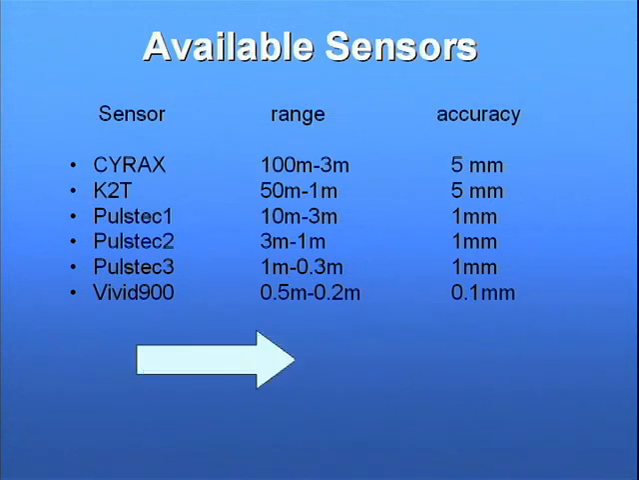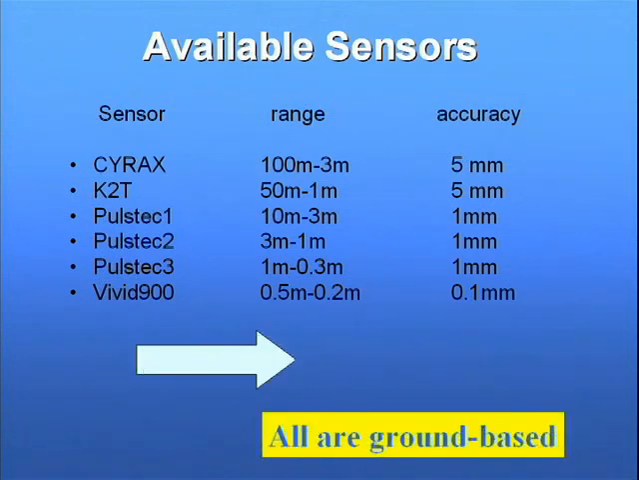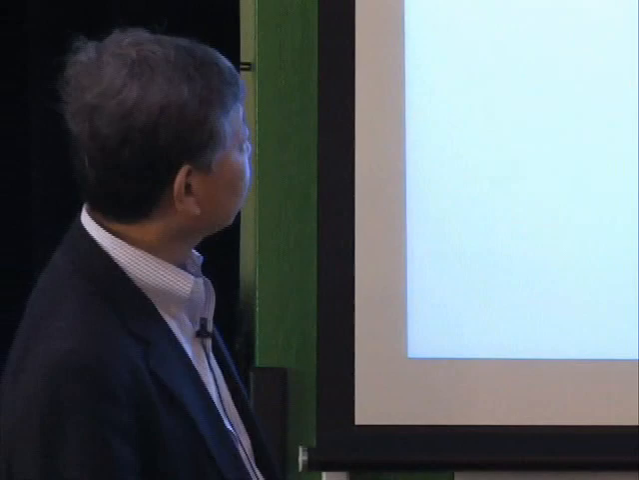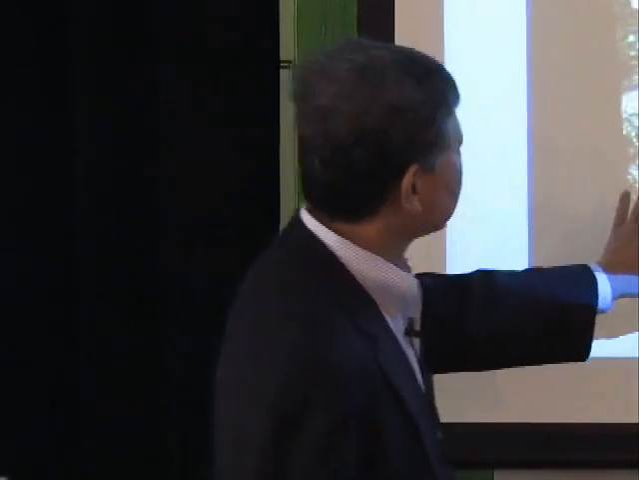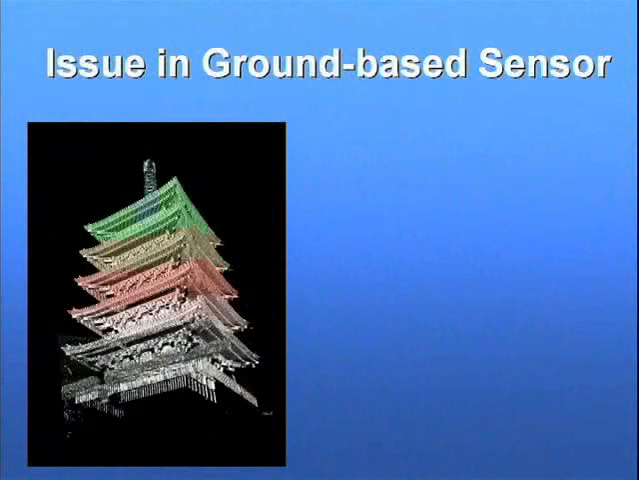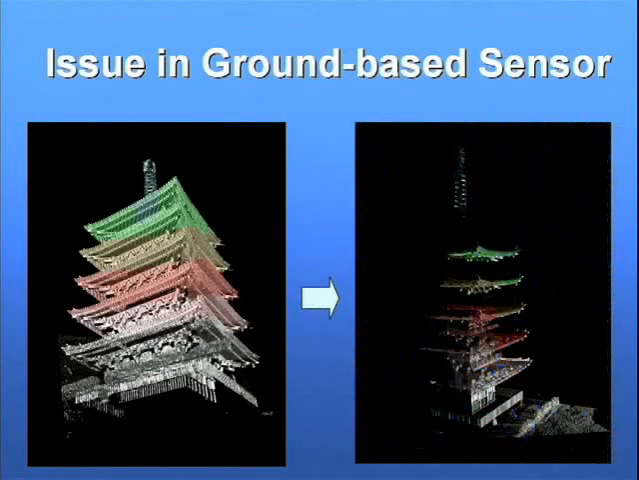Well, the problem is all are ground-based sensors. Basically, you bring the sensor on a tripod and wait a couple of minutes or a couple of seconds, then you can obtain range data. And of course, from the ground, for this kind of pagoda, you can obtain all the data that is visible from the ground. But due to occlusion, some portions of the data are missing.